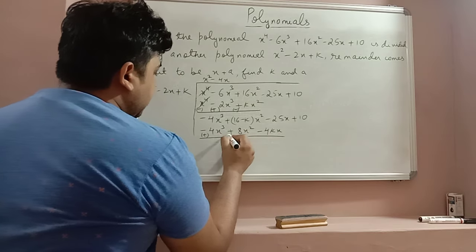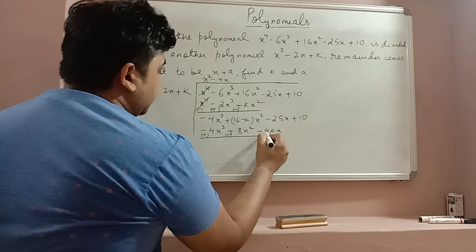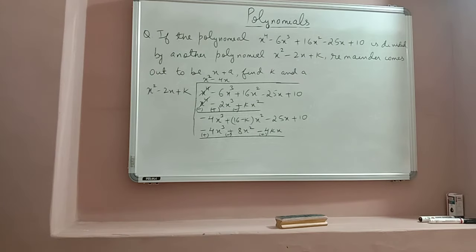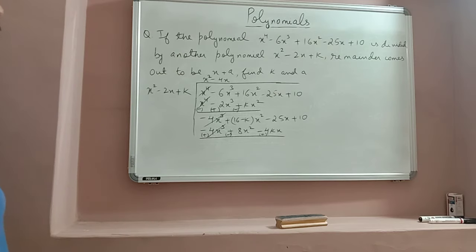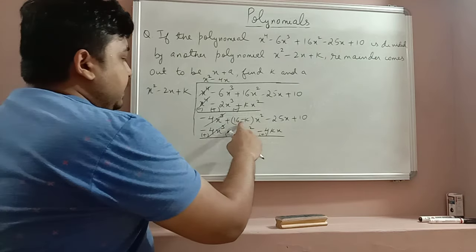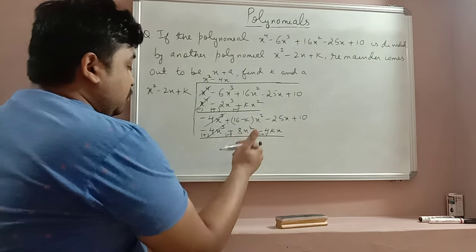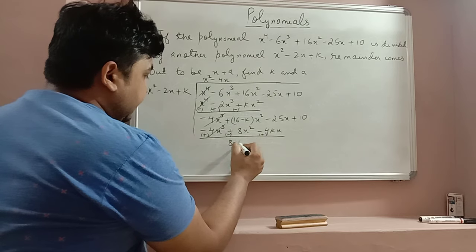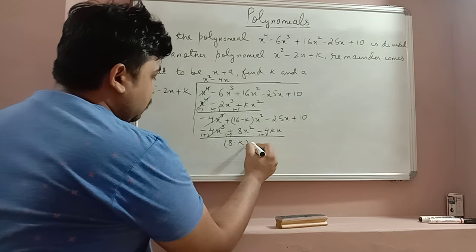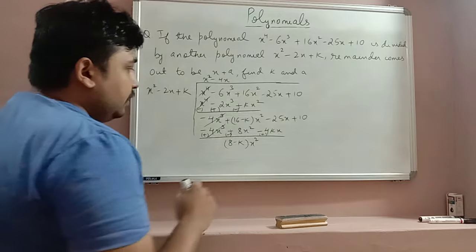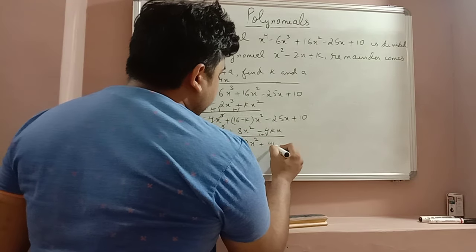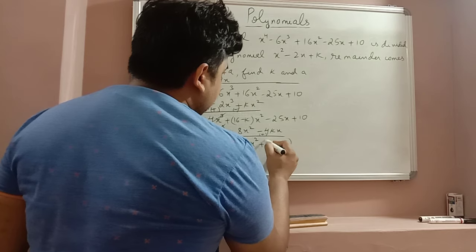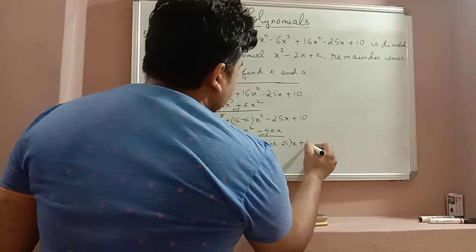This will turn out to be plus, this will turn out to be minus, and this will turn out to be plus. So this gets cancelled, minus 4x cube and plus 4x cube. Now this becomes 16 minus k minus 8, so this will become 8 minus k x square. And this is minus 25 plus 4k, so this will be plus 4k minus 25x plus 10.